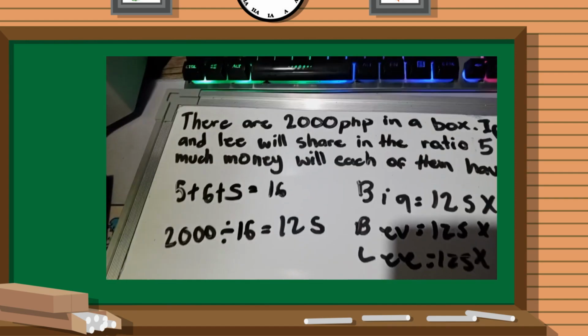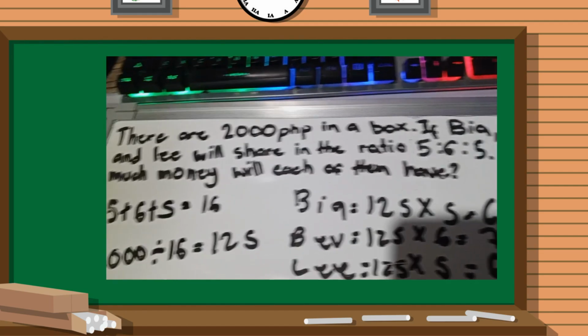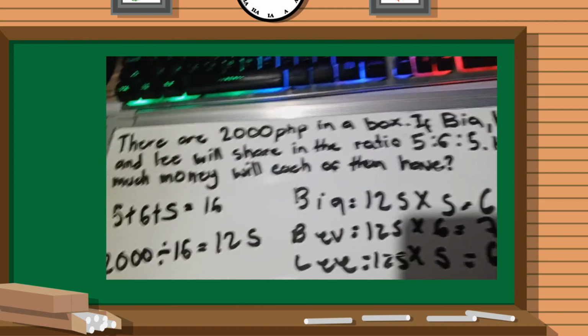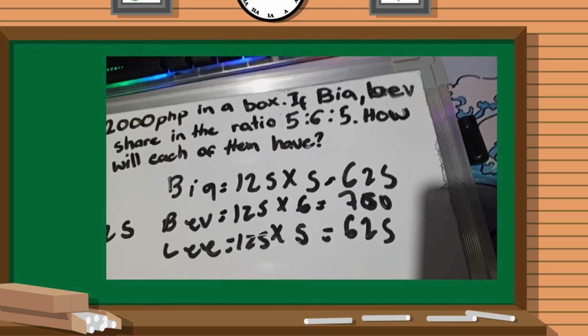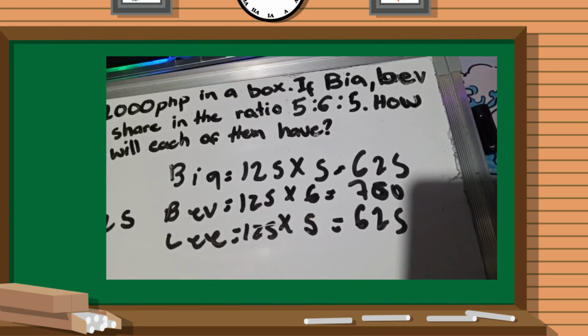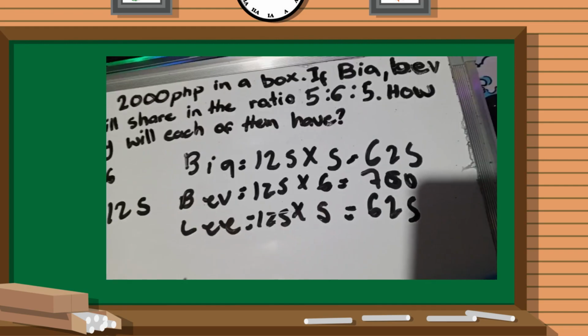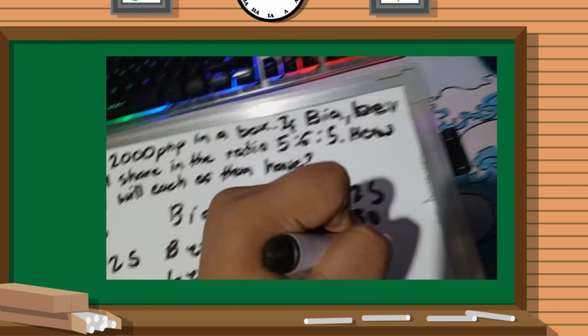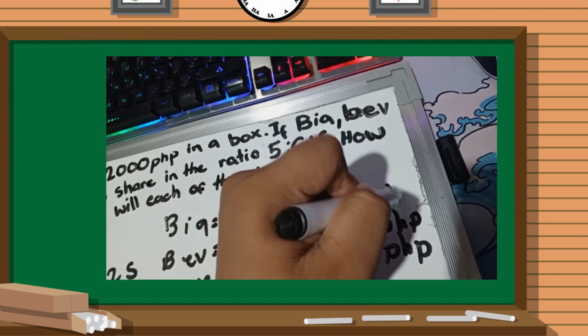So in the question, there are 2,000 pesos in a box. If Bia, Bev, and Lee will share in the ratio of 5 to 6 to 5, how much money will each of them have? So Bia will be having 625 pesos, Bev will be having 750 pesos, and Lee will be having 625 pesos. But we're not done yet.